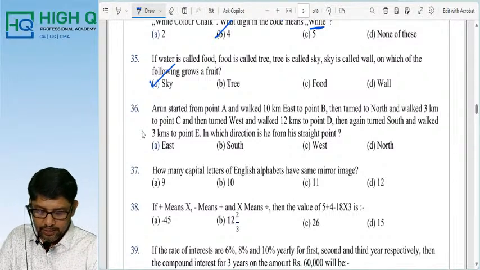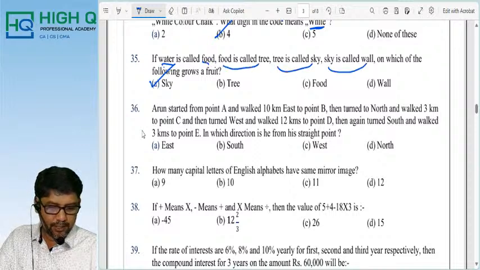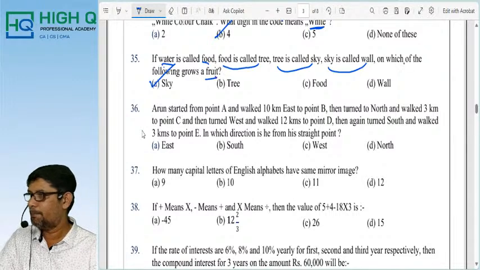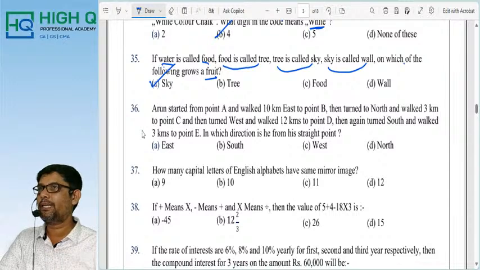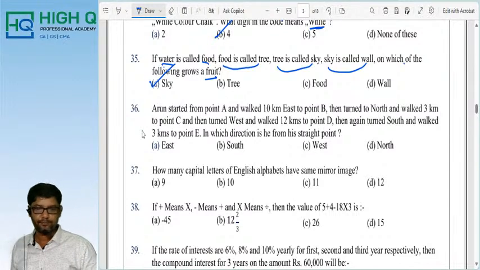Okay, now listen here. Water is called food. Food is called a tree. Tree is called sky. Sky is called wall. On which of the following grows fruit? Only tree grows fruit. But we don't call tree as tree. What do we call tree? Sky is called a tree. So therefore sky is the right answer. Next.